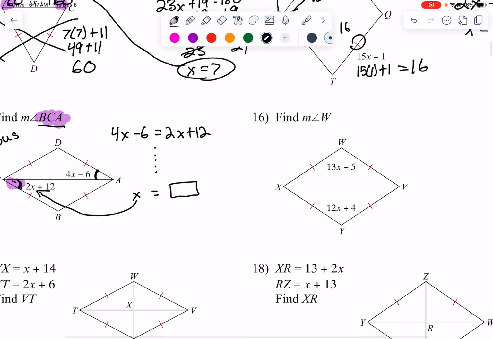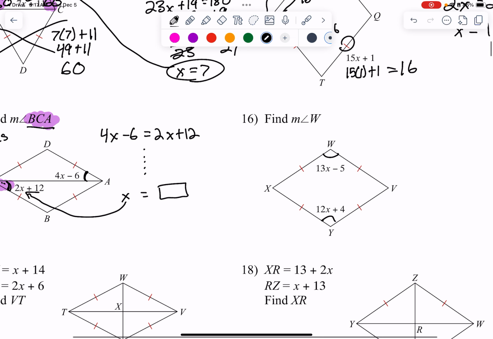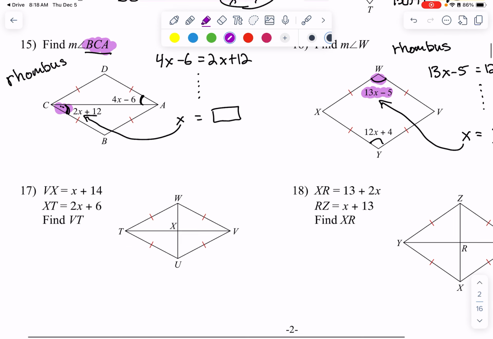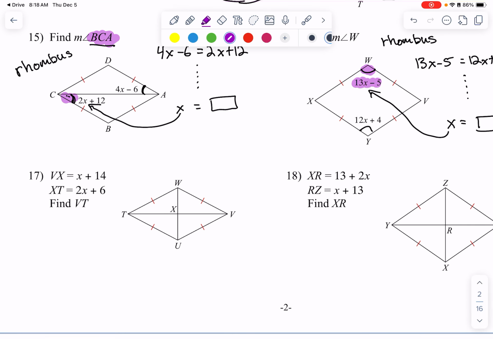Something similar going on here. We have opposite angles, and opposite angles, there's so much symmetry in a rhombus. Opposite angles are equal. So I can say 13x minus 5 equals 12x plus 4. Work that down until you get to x equals something. Then you're going to plug it in to the angle it's asking for. Angle W is what you need to find. Okay, these last two, I will try to complete these ones fully.